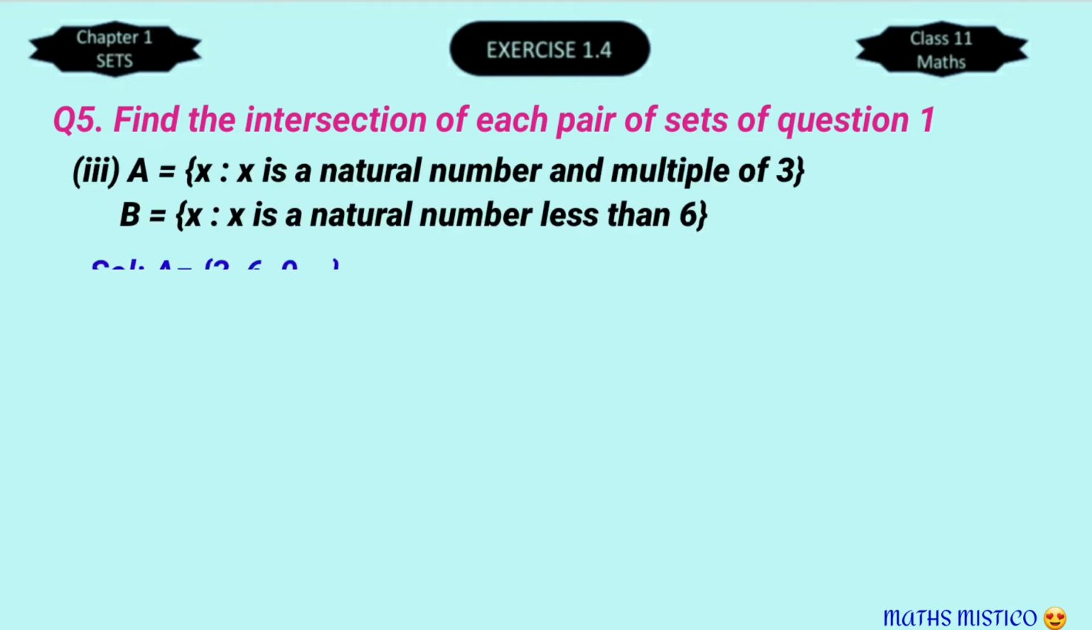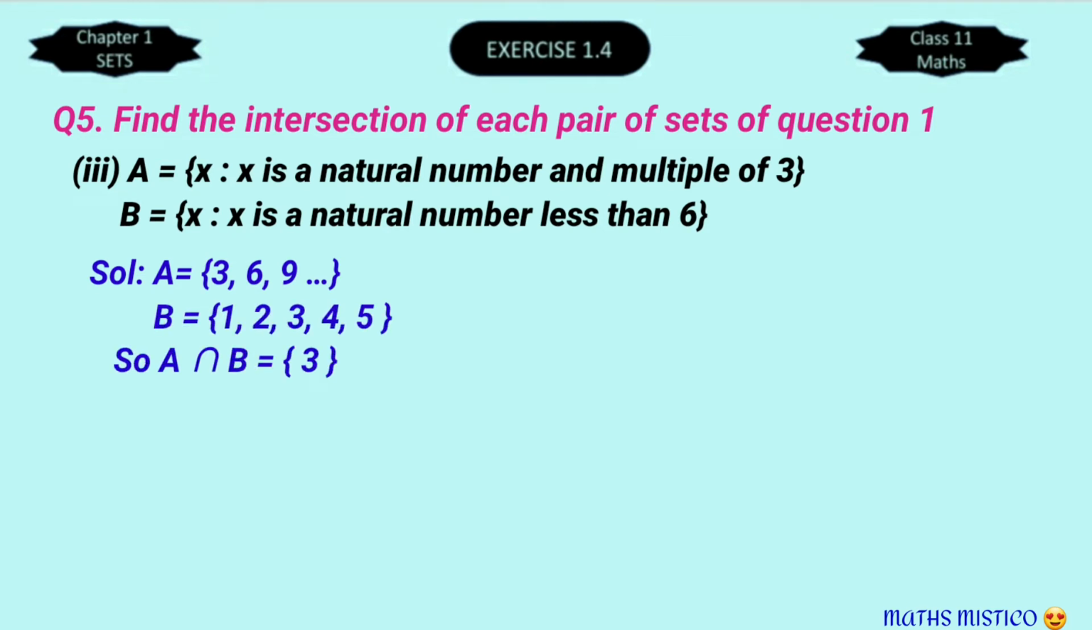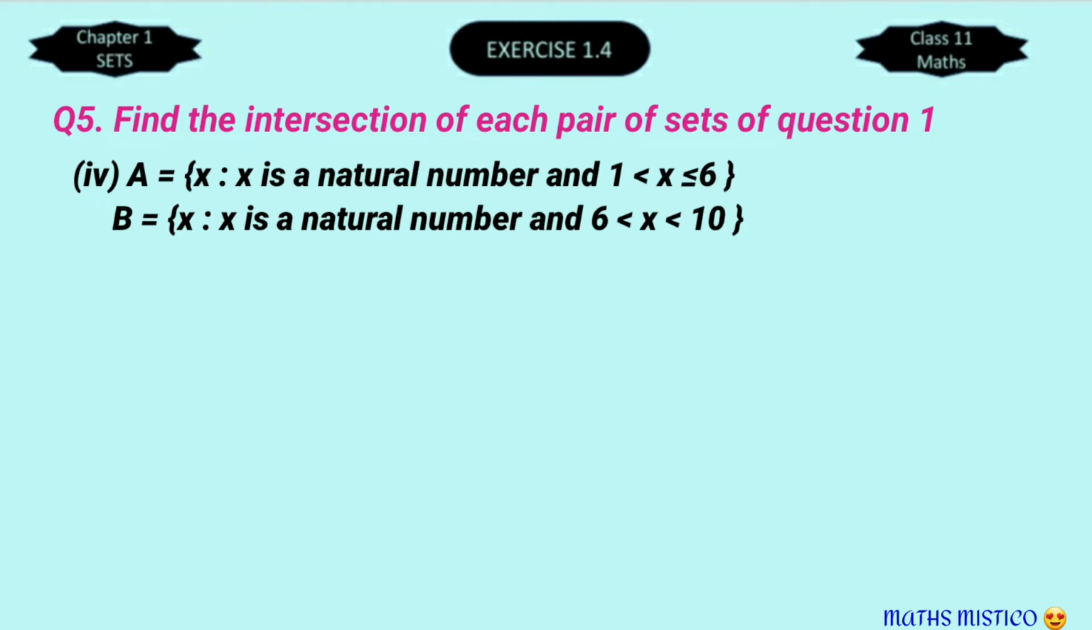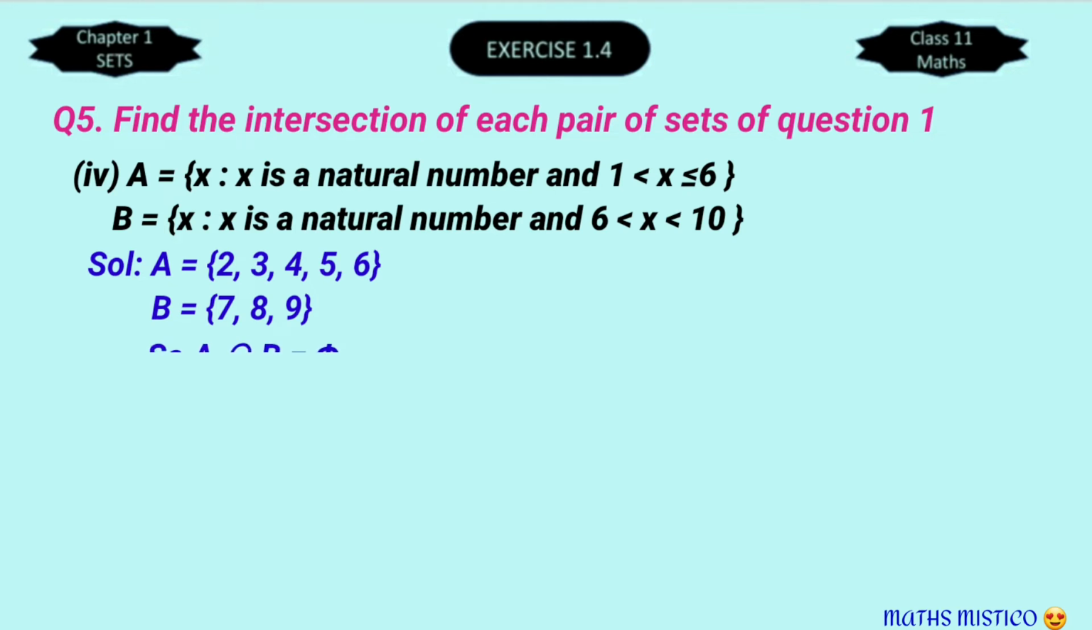In the third part, from the roster form, we can see that the only element which is present in both the sets is 3. So A intersection B is the set containing 3. Which element is common in the fourth part? There is no such element. So A intersection B is the empty set phi. In the fifth part, as one of the sets is phi, A intersection B will be equal to phi.